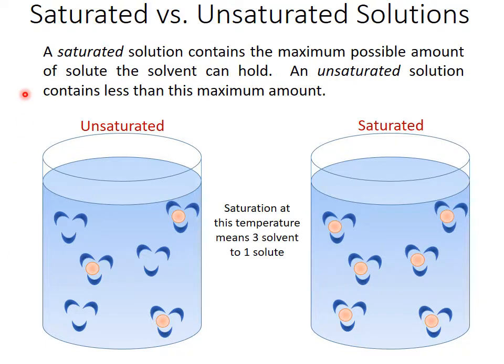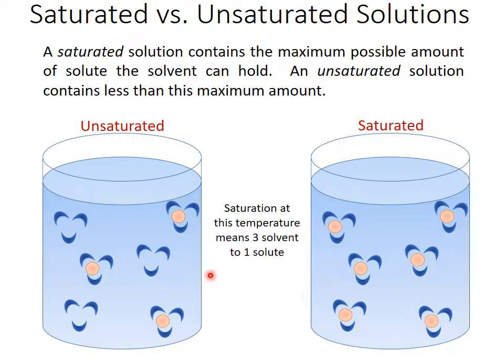Let's take a look at saturation. So a saturated solution contains the maximum possible amount of solute that the solvent can hold. An unsaturated solution contains less than this maximum amount. Let's consider two beakers. We're going to define saturation at this temperature as 3 solvent molecules for every 1 solute molecule. So if we take a look, both of these have the same number of solvent molecules, 18. Under the saturated condition, all 18 are taken up by having interactions with solute molecules. This is saturated. It can't hold any more.